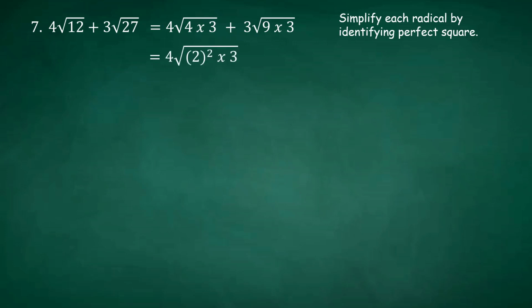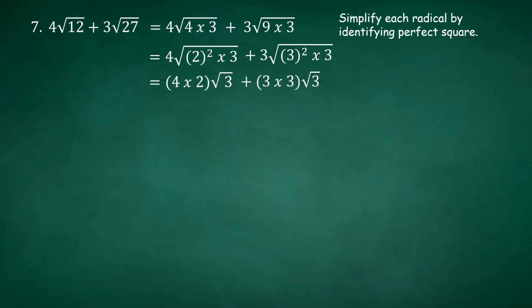4 is equal to 2 raised to the power of 2, and 9 is equal to 3 raised to the power of 2. And then the square root of 2 raised to the power 2 is 2. That's why we need to pull out 2 from the radical sign, and then the number 3 remains inside the radical. The square root of 3 raised to the power of 2 is 3. That's why we also need to pull out 3 from the radical sign, and then the number 3 remains inside the radical. Simplify again. 4 times 2 is equal to 8, and copy the square root of 3. Multiply 3 times 3 is equal to 9, and copy the square root of 3.